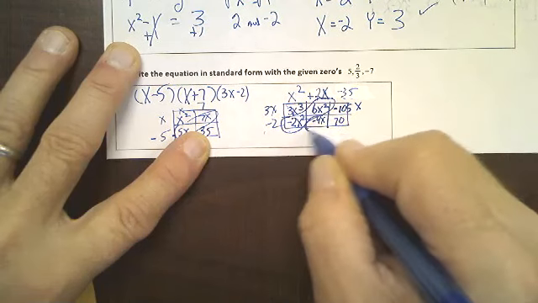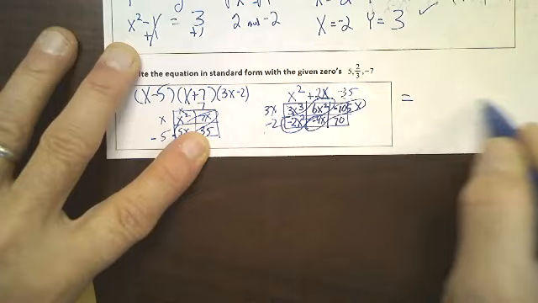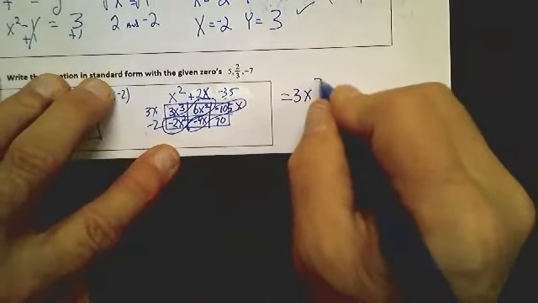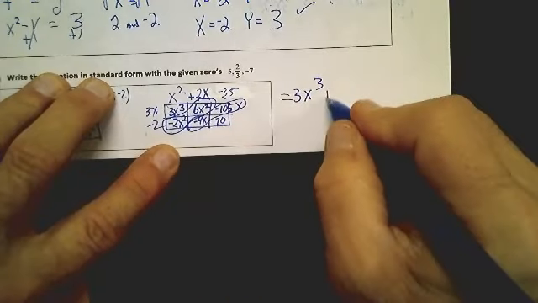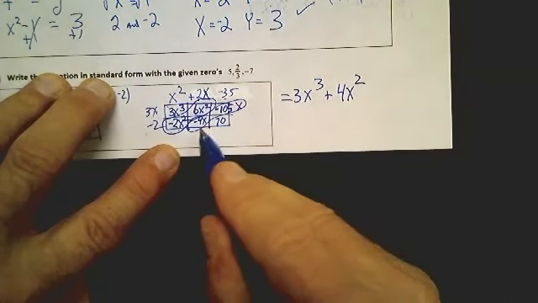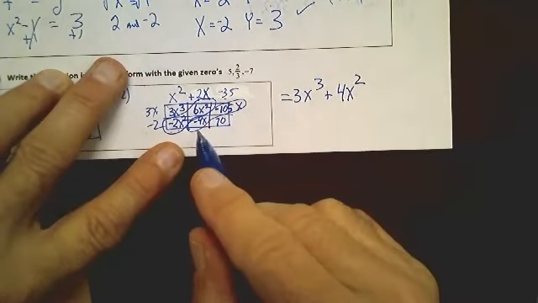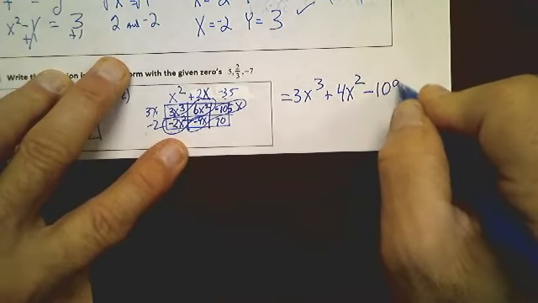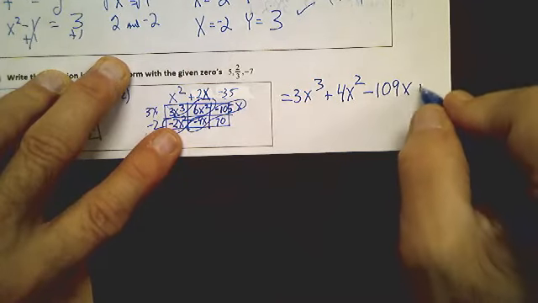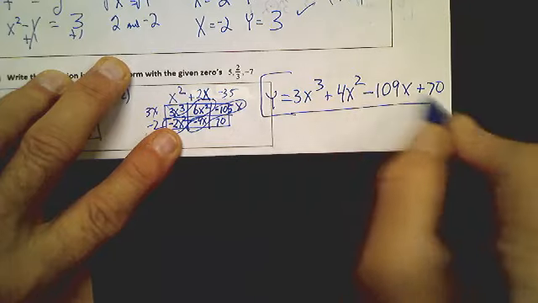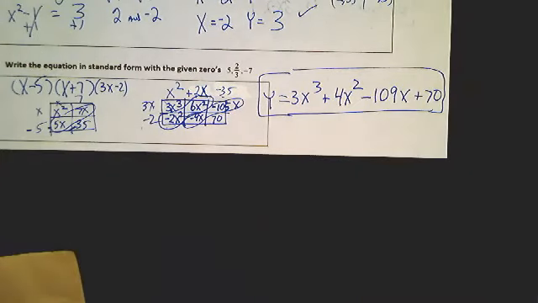Diagonal combinations. So I got plenty of answer space over here for my answer. So I'm looking at 3x to the third, -2 plus 6. Is that 4? 4x squared, right? -4, -105. Oh, wait, that's -4. So what is that, -109? And 70. All right. I think we are done with that.